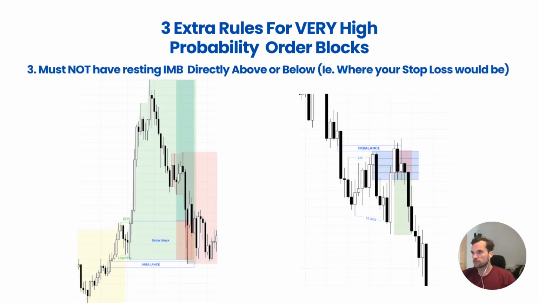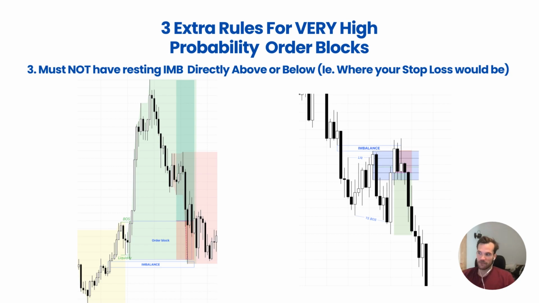And the third and final rule of very high probability order blocks is it must not have resting inefficiency or resting imbalance directly above or below, i.e. where your stop loss would be. As you can see on the diagrams, we have two perfectly valid order blocks here. We had on the left, an order block that swept liquidity. It broke structure. It created huge amounts of imbalance and inefficiency.